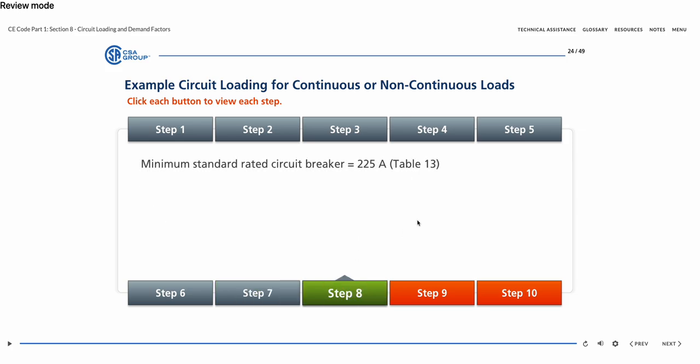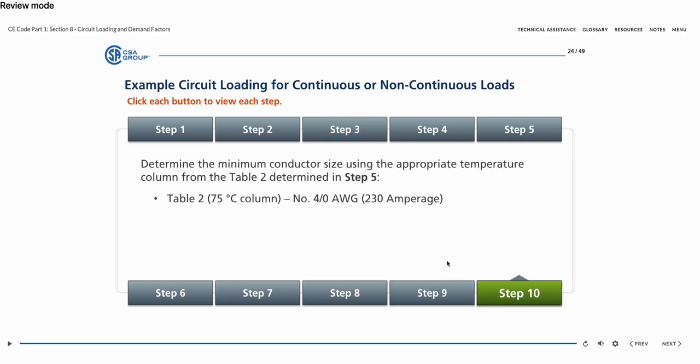Step 8. Minimum standard rated circuit breaker is 225 amperage, Table 13. Step 9. Determine the equipment termination temperature rating, 75 degrees Celsius. Step 10. Determine the minimum conductor size using the appropriate temperature column from the table determined in Step 5. Table 2, 75 degrees Celsius column, 4/0 AWG, 230 amperage.